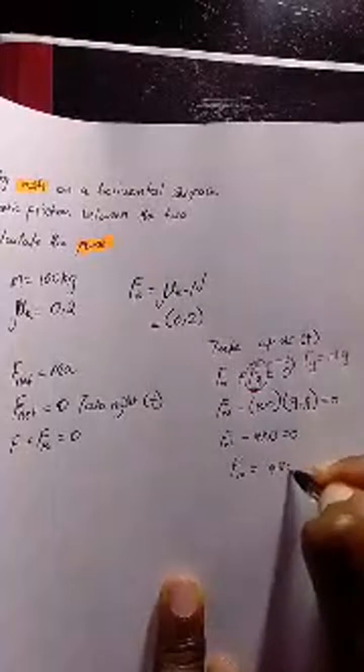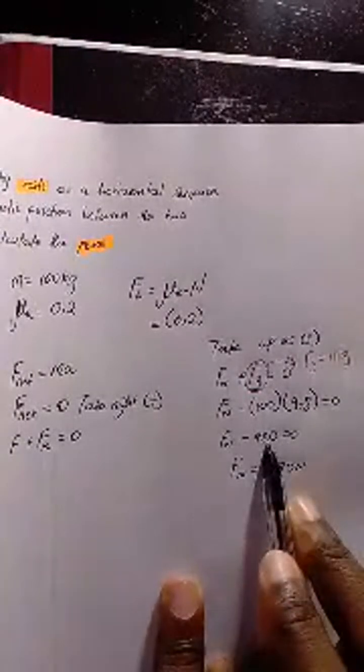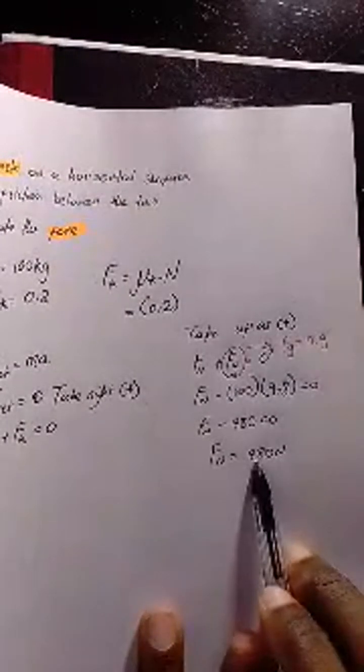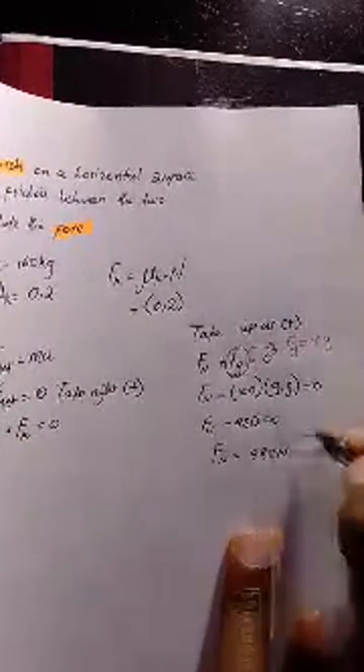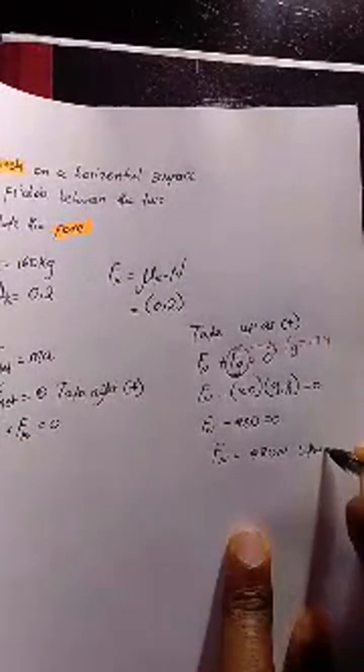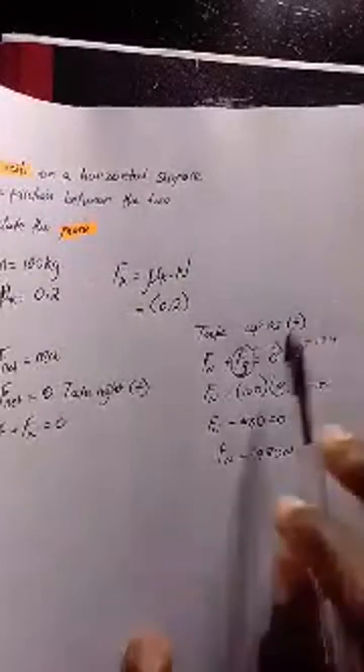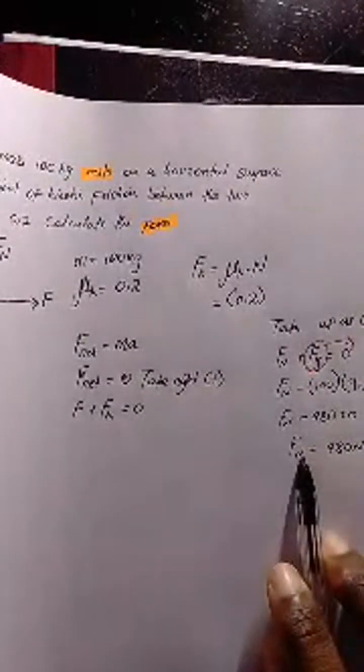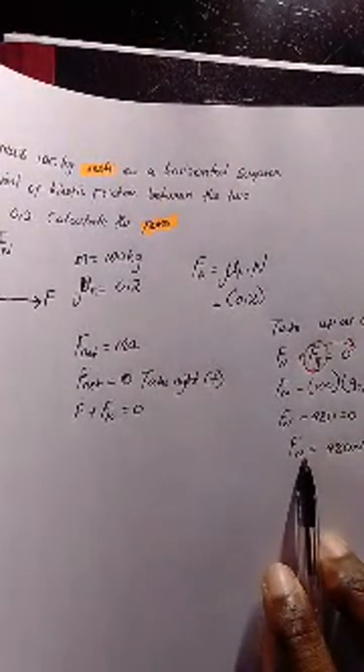Fn, we are transposing, so it will be negative this side. It's positive, so it's going upwards because we took up as positive, remember. So now we have Fn.